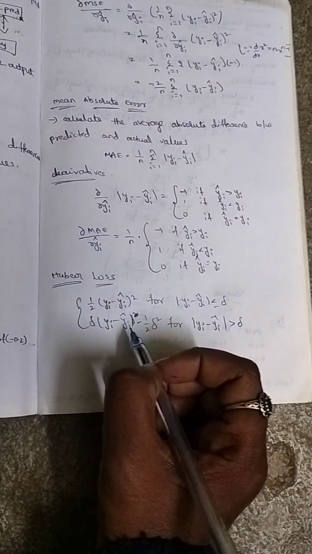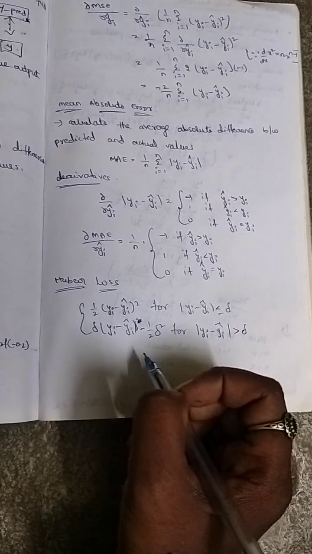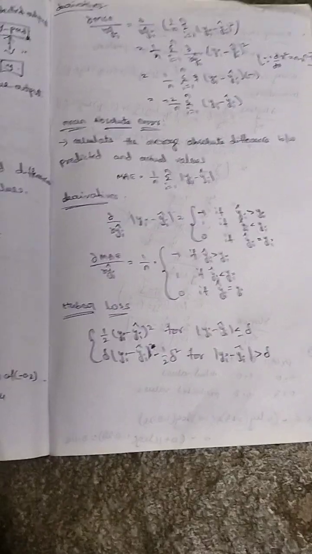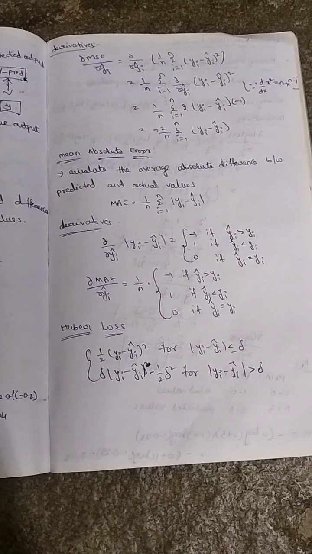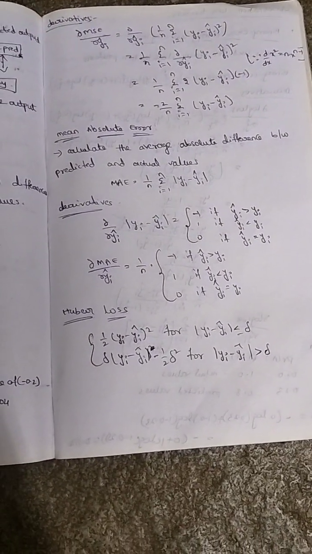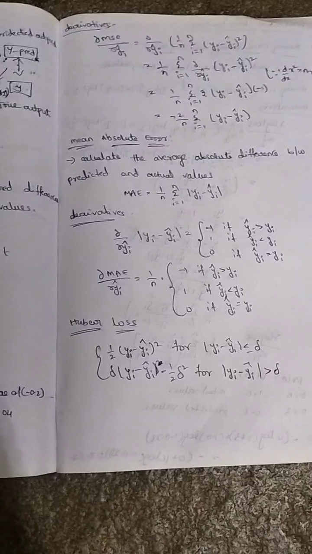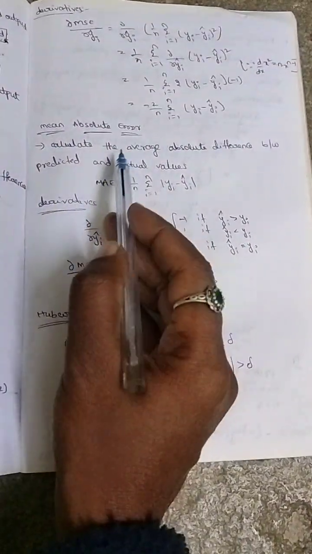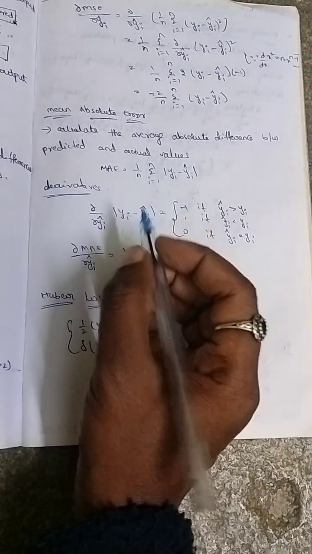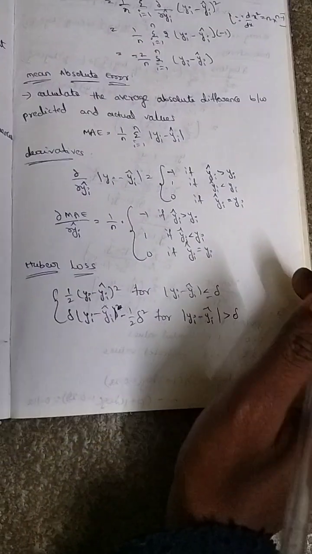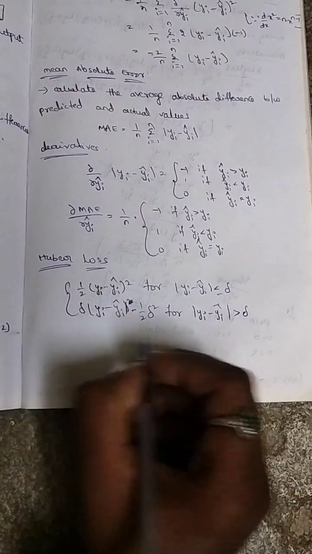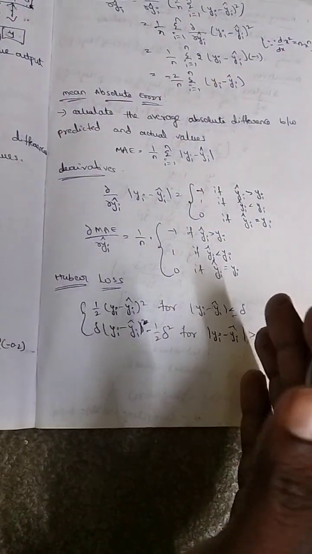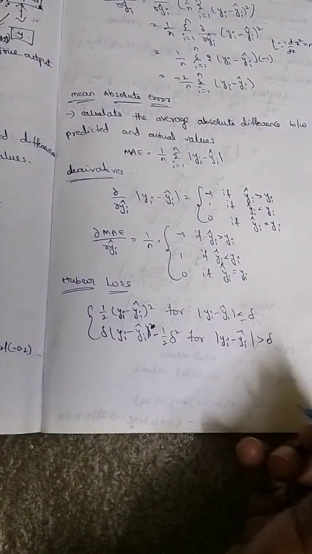Huber loss means the combination of mean squared error and mean absolute error. It takes the good properties of both loss functions.